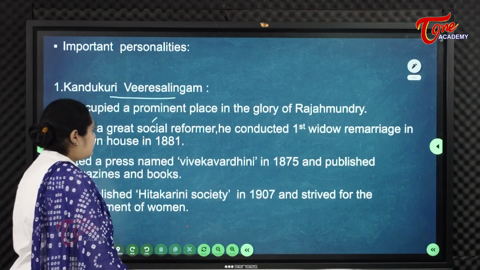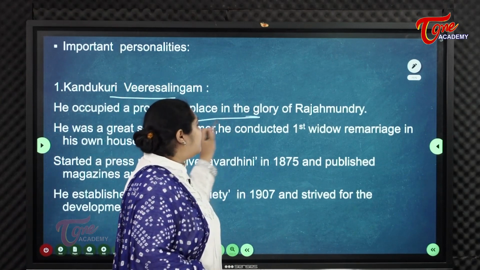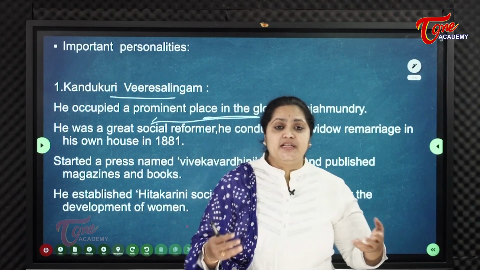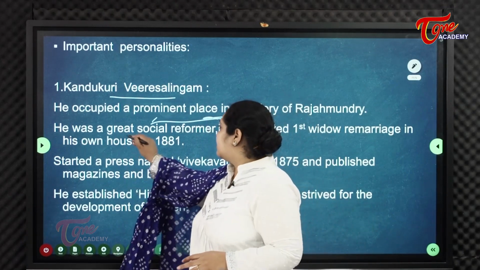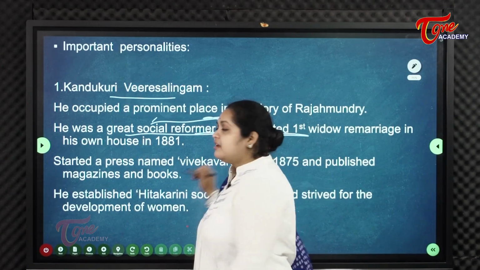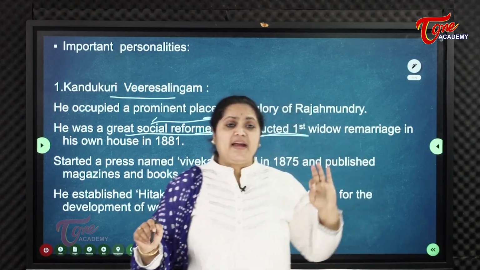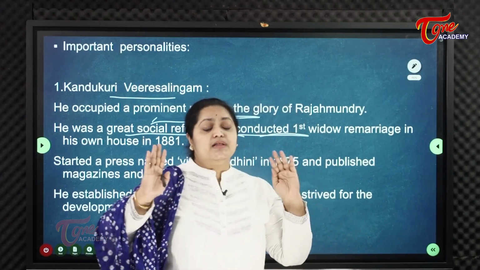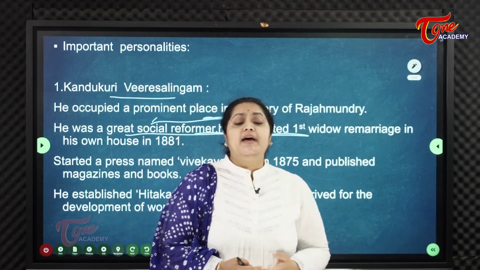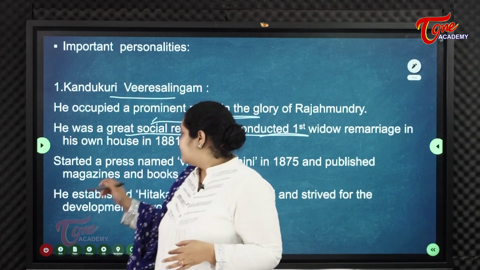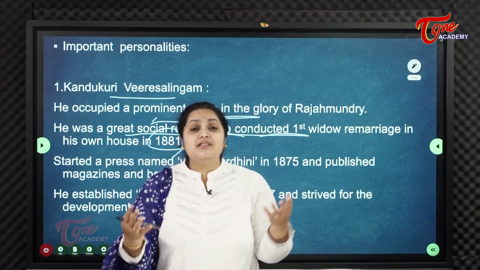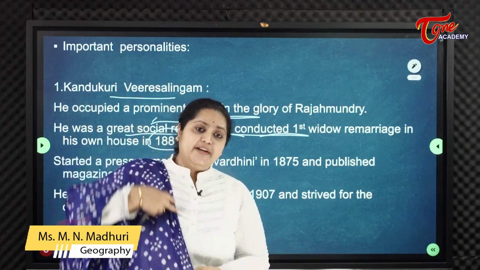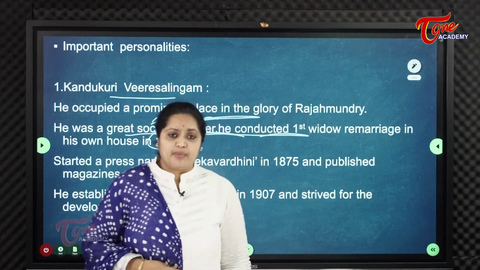So he occupied a prominent place in the glory of Rajahmundry. He hails from Rajahmundry. He was a great social reformer. The first widow remarriage in AP was conducted by Kandukuri Veeresalingam Pantulu garu in the year 1881 in his own house. In his own house, he conducted the first widow remarriage in the state of Andhra Pradesh.